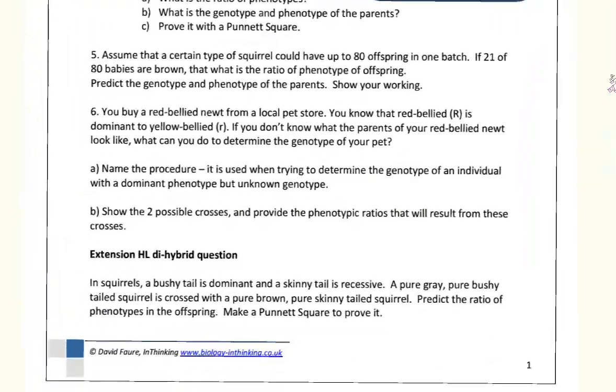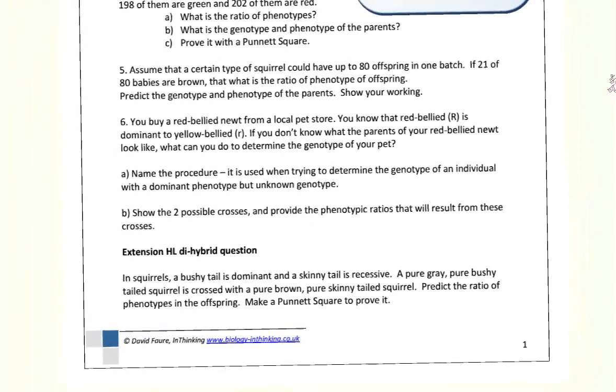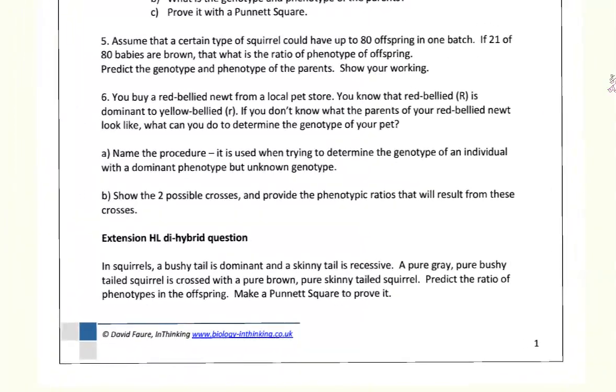Now let's go to problem number 5. Assume that a certain type of squirrel could have up to 80 offspring in one batch. If 21 of 80 babies are brown, what is the ratio of the phenotype of the offspring? Predict the genotype and phenotype of the parents and show your work.